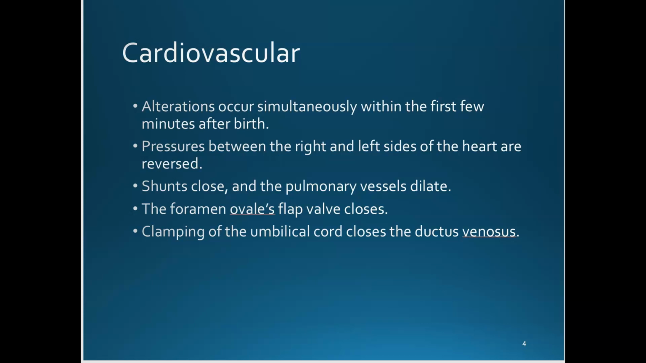This cascade of changes occurs when we clamp the umbilical cord and baby starts having to oxygenate their own blood and then circulate that oxygenated blood around their bodies. Because before we clamp the umbilical cord, they're getting that from mom. So as soon as we do that, all of these changes begin.